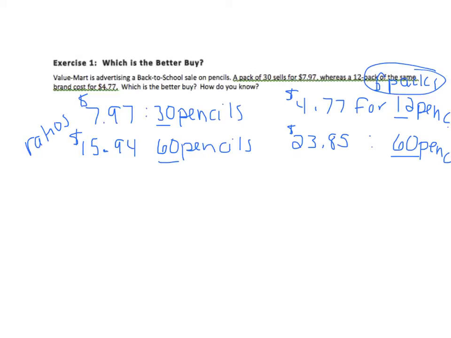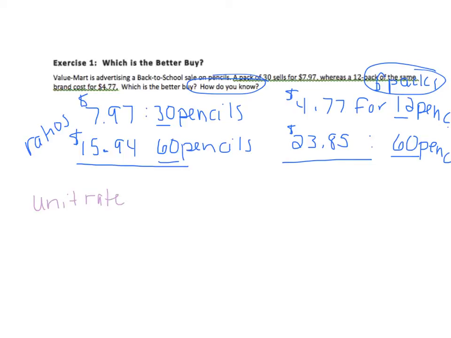And now we could definitely see, well, the 30 pack is a much better deal because look at overall the cost. So our justification, how do we know? Well, we know that for 60 pencils, it's $15.94, which is considerably less, almost $8 less than if we were to buy the same number of pencils of the 12 pack. So that's one way.